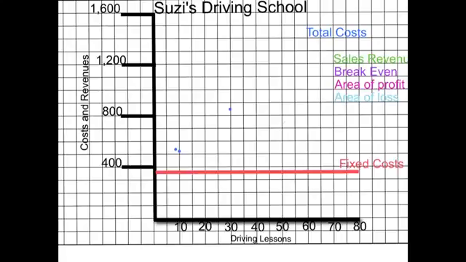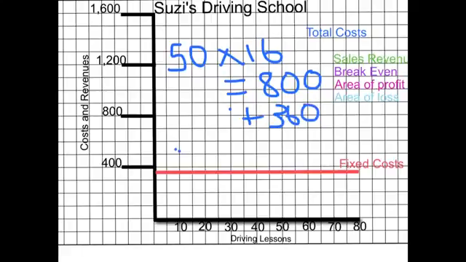Okay, now we've done it for 10 driving lessons and for 30 driving lessons, let's try for 50. So it's the same process. 50 driving lessons times 16, because it's £16 per driving lesson, is our variable cost. That is a total of 800. Again, we have to add on £360 because that's our fixed costs for 50 driving lessons, and that gives us a total of 1,120. This is our total cost for 50 driving lessons. Let's plot that on the graph.